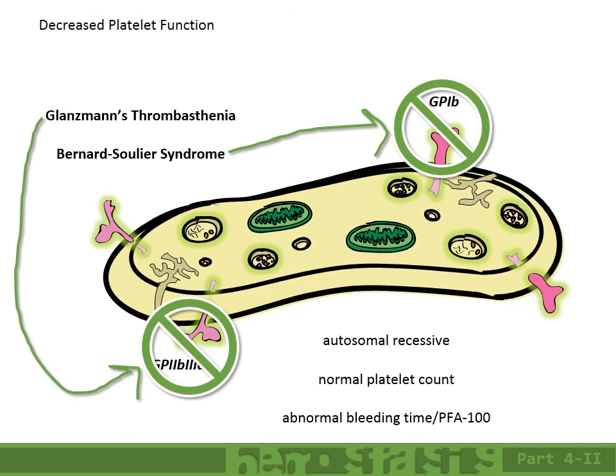So if you see a patient who presents with signs and symptoms of a hereditary disease that leads to mucocutaneous and early bleeding, but they have a normal platelet count, then you may consider getting a bleeding time or a PFA-100 to look for the possibility of them having Glanzmann's thrombasthenia or Bernard-Soulier syndrome.